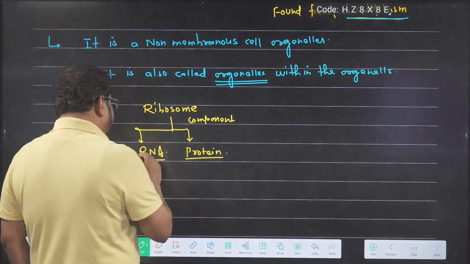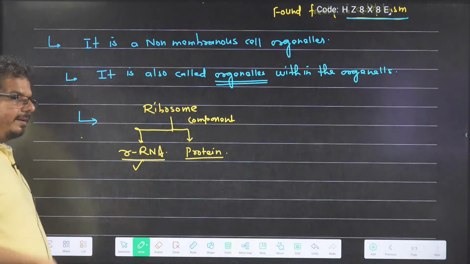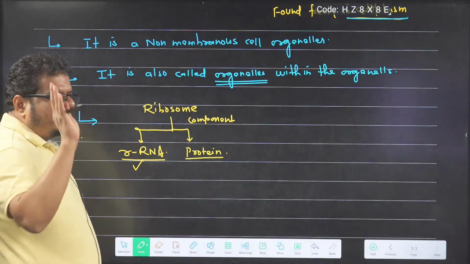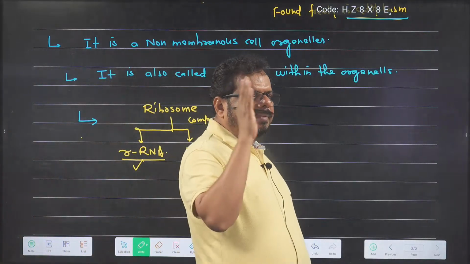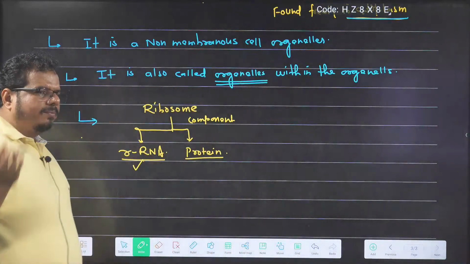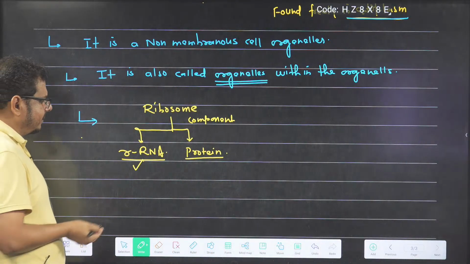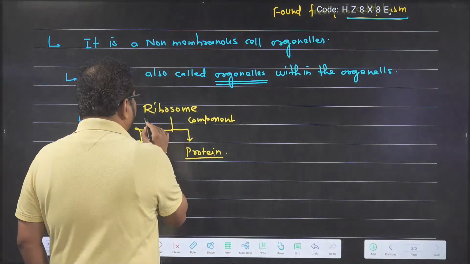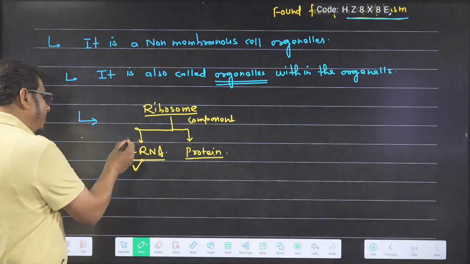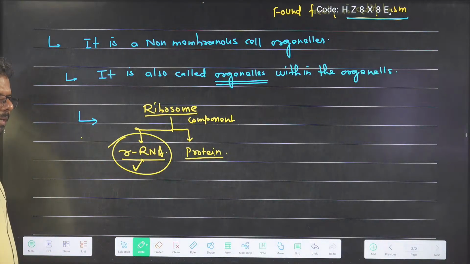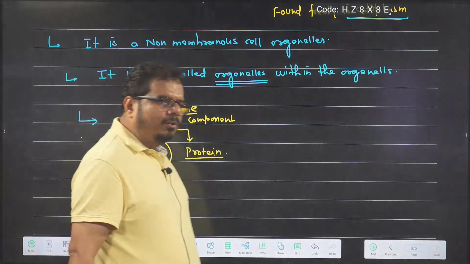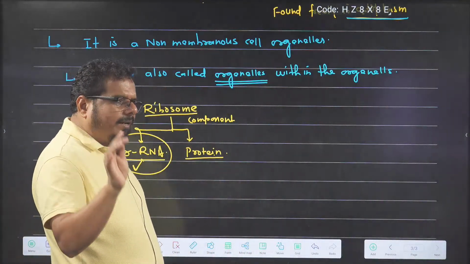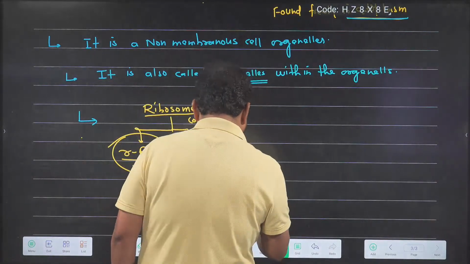One is rRNA. It is a type of RNA. We will teach later in the biomolecule chapter. There are three types of general RNA we find: rRNA, mRNA, tRNA. What the function of each is, you will study later in the second year. But meanwhile keep in mind, ribosomal RNA and protein are the two components of ribosome. We will decode it when there is a need for that in the respective chapter.